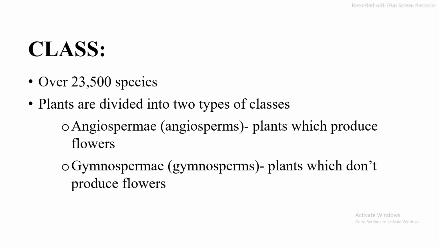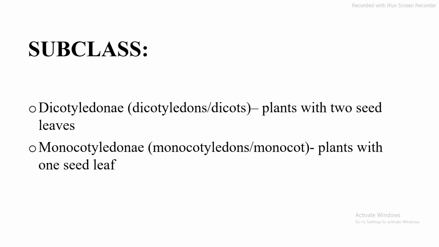Next is class. Over 23,500 species are present in it. Plants are divided into two types of classes. First is Angiospermae, or angiosperms, plants which produce flowers. Second is Gymnospermae, or gymnosperms, plants which don't produce flowers. Next is subclass. There are two subclasses. First is Dicotyledonae, dicotyledons or dicots, the plants with two seed leaves. Next is Monocotyledonae, monocotyledons or monocots, the plants with one seed leaf.